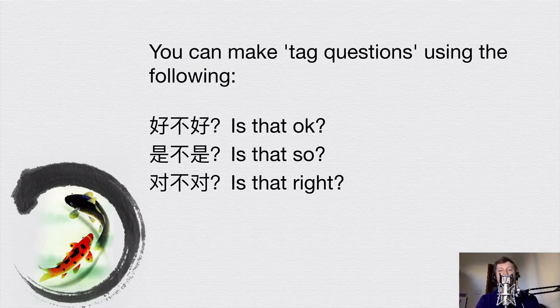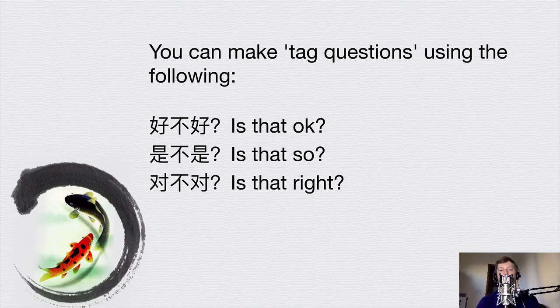In addition, you can also make tag questions, which means you add a little question to the end of a sentence. For example, you would say, I want to go to the park today with you. Is that okay? We would say, 好不好? Is that okay? We could also say, 是不是 in certain circumstances. We heard this a little bit earlier in the lesson, in the middle of a sentence, but we can also use it on its own. 是不是 means, is that so? Is that the case? And you'll hear this a lot.